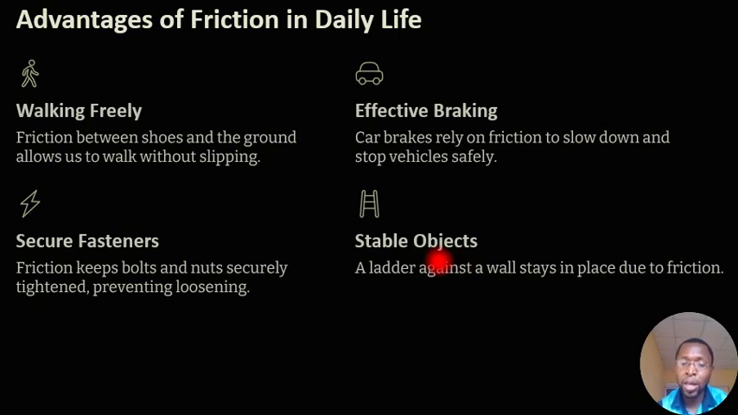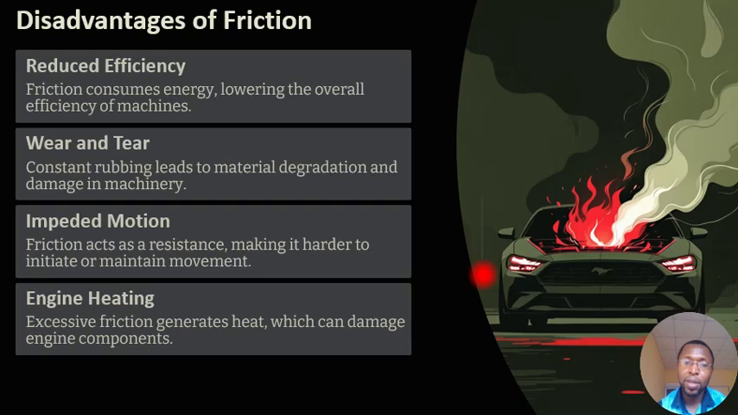Imagine you want to climb a ladder. It is friction that allows the ladder to stay against the wall that it is leaning on. If there is no friction between the wall and the ladder, definitely the ladder will slip off. All right. Now, the disadvantages of friction in our daily life, we mentioned it reduces efficiency, causes wear and tear, it hinders motion, and it causes heating of the engine.